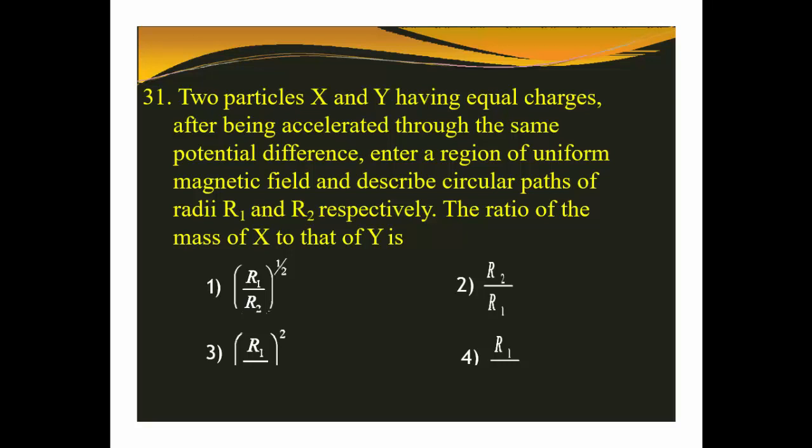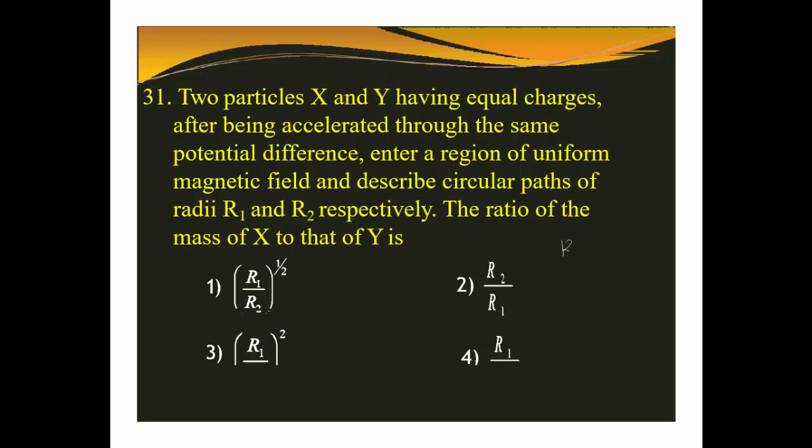They enter a region of uniform magnetic field and describe circular paths of radii r1 and r2. The ratio of mass of x to that of y is asked, so here you are asked to calculate the ratio of mass of x to that of y.